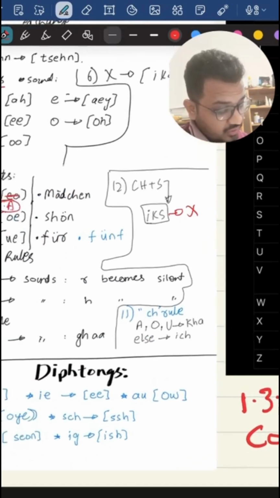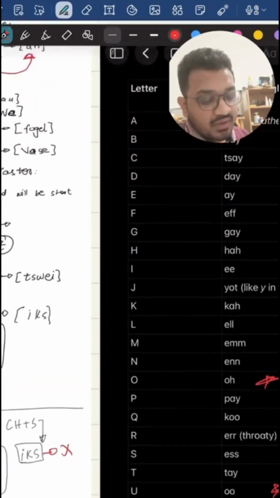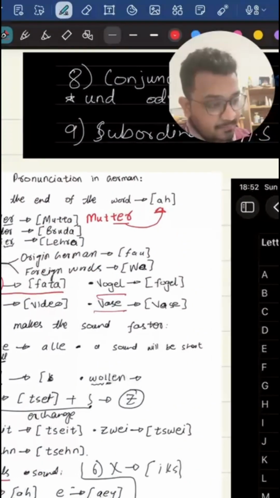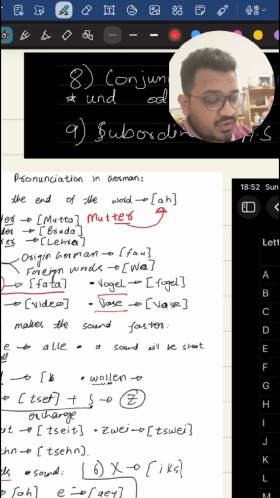And now we have diphthongs, which are really important as well. They are basically EI sounds as E, IE sounds as E, AU sounds as O, EU sounds as OI, CH sounds as sh, TION sounds as sion, and IG sounds as ish. We are going to apply all of this on the counting. So for example, we will start from 1. I'll do it on the video with you guys, so you can also practice.